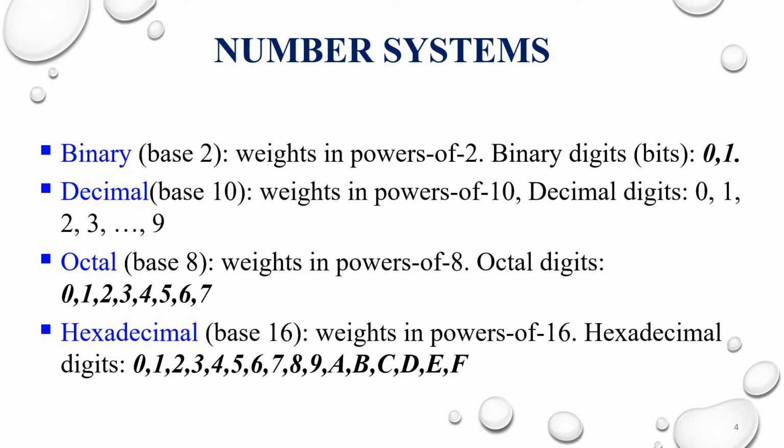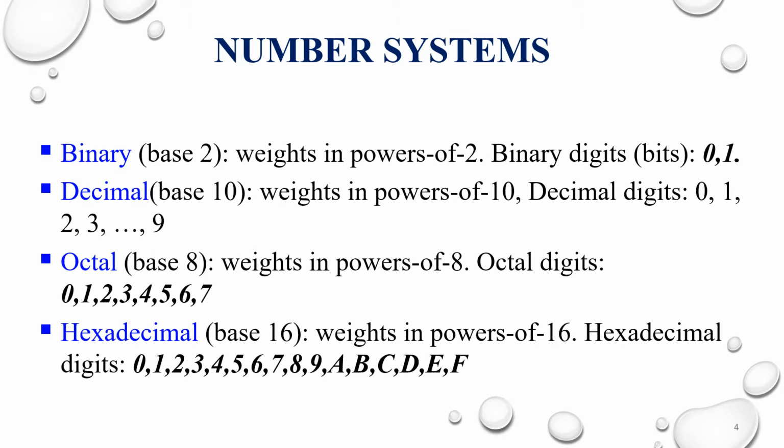Binary is nothing but base 2, that is, weights in powers of 2. Binary digits, as I told, are only 2 bits, 1 and 0. Decimal is represented as base 10, that is, weights in powers of 10, and the decimal digits are 0 to 9. Then octal is represented as base 8, with weights in powers of 8, and the octal digits are 0 to 7.